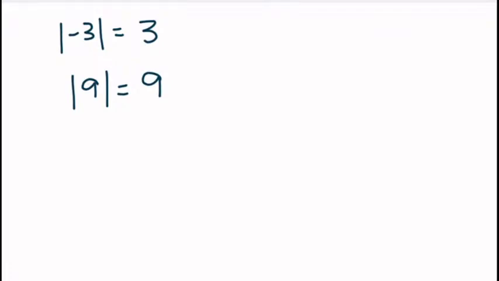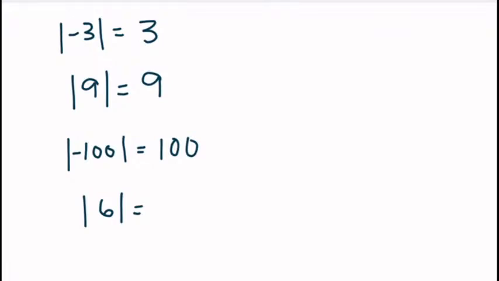Let's do another negative number. How about negative 100? Negative 100 is just 100 away from 0. Notice that all the resulting numbers are positive, because distance can never be negative. The same goes for positive 6. The absolute value will be 6 because it's 6 away from 0.